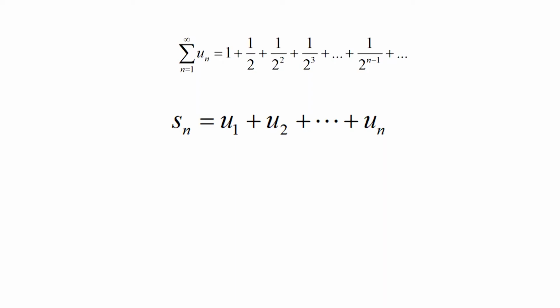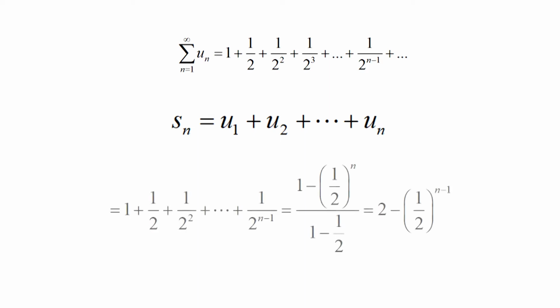The nth partial sum is given by Sn equal to U1 plus U2 plus etc. plus Un, which is equal to 1 plus 1 upon 2 plus 1 upon 2 square plus etc. plus 1 upon 2 power n minus 1, which is equal to (1 minus (1 upon 2) whole power n) upon (1 minus 1 upon 2), which is equal to 2 minus 1 upon 2 power n minus 1.